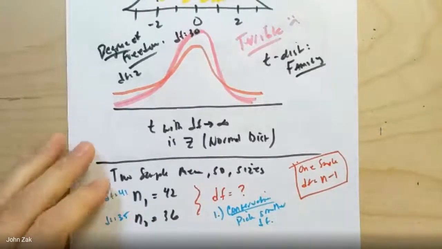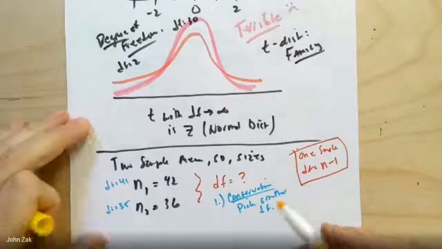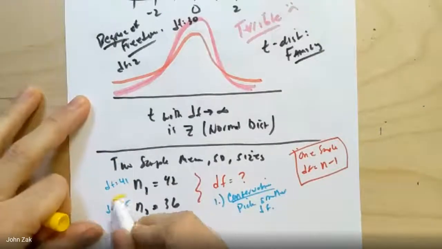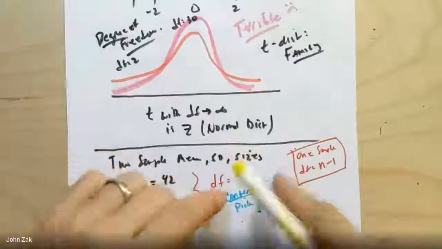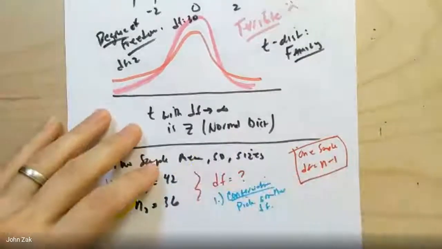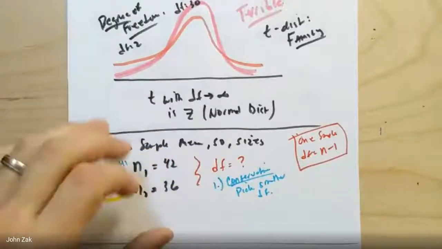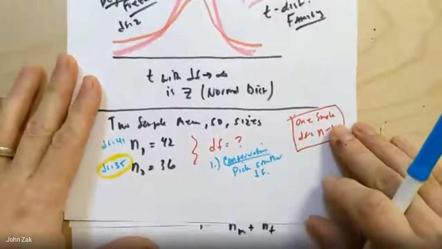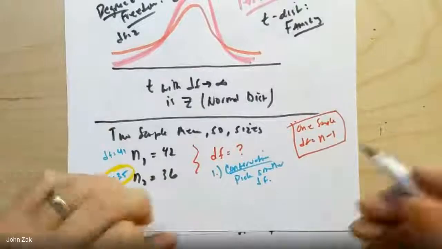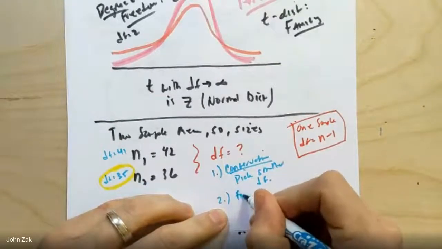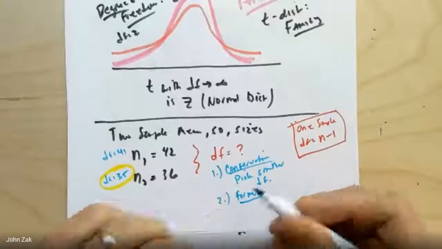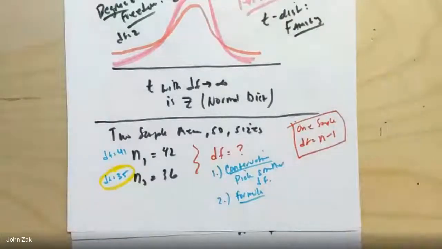And so this conservative approach would just be like, pick which one's smaller, 35. So that would become the degree of freedom for that particular scenario. That's the conservative approach. But it's just a safe bet if you can't do fancy calculations. There's actually a crazy formula that you don't have to know, and I'm showing it to you.